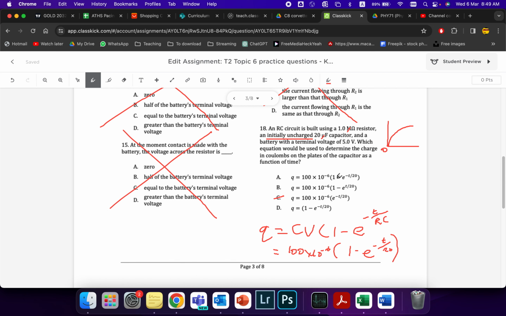So now over here, let's have a look. This one is good, negative t over 20, that's nice. Why is B wrong? Because there is no minus here. There should be a minus here, so B is wrong. Why is D wrong? Well, there's no CV, there's no Q max, so that is wrong. So that means the answer is A.